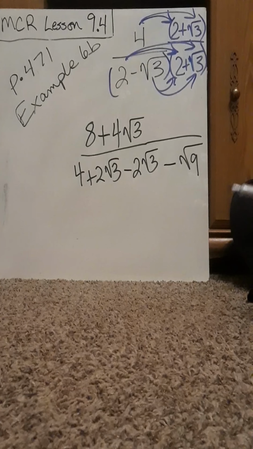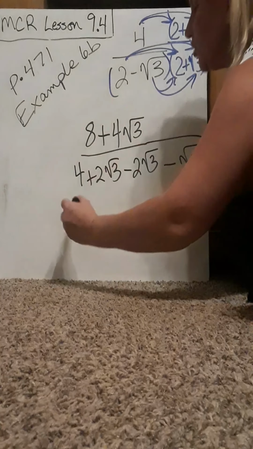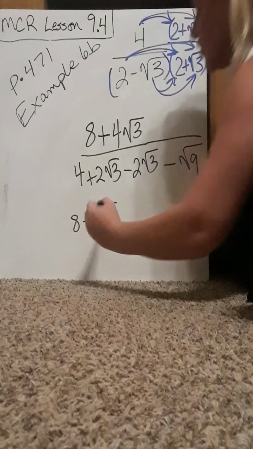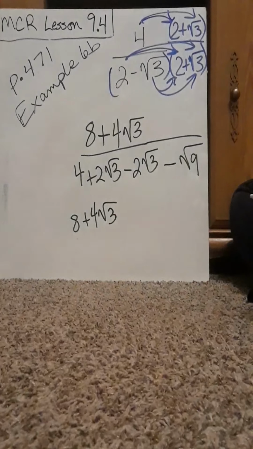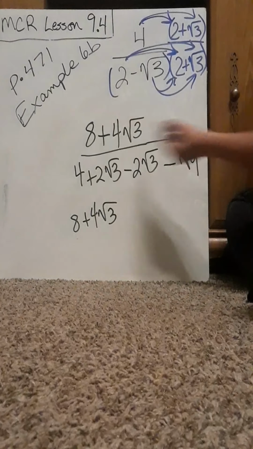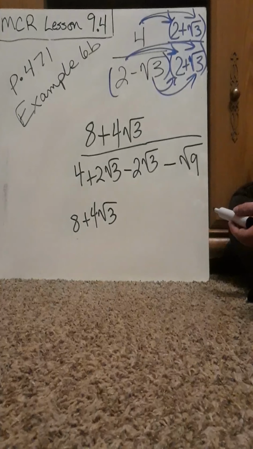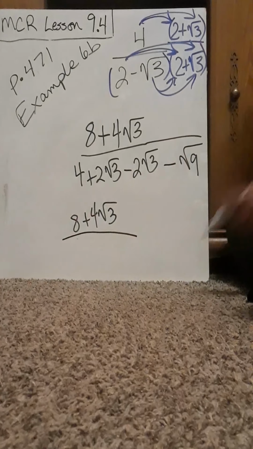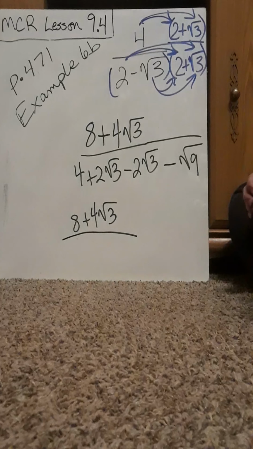Now we want to simplify. I don't see anything that I can do to simplify the top, so let's just bring it down. Don't try to combine these together. They're not like terms, and I don't see any simplifying we can do with it. So we're going to bring it down. But I do see some things that we can do to the bottom. Couple things, actually.